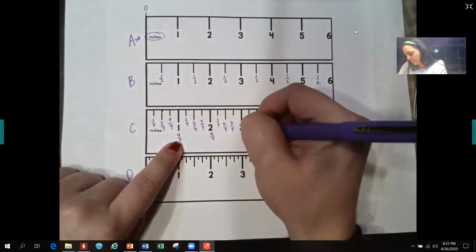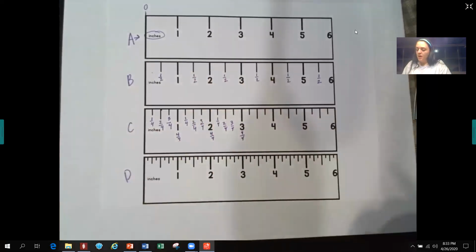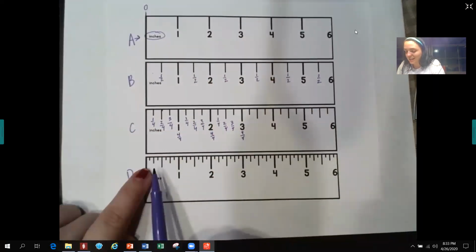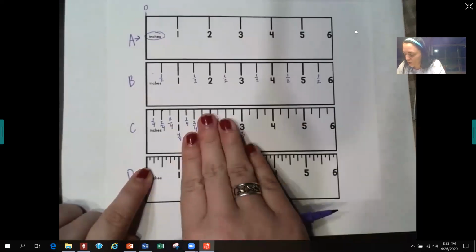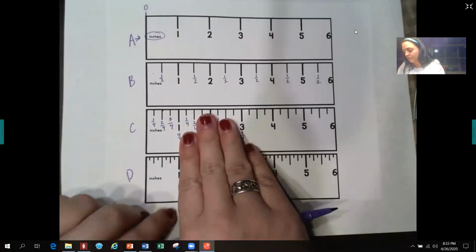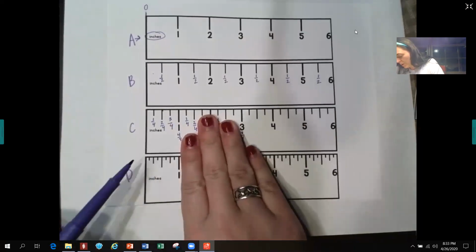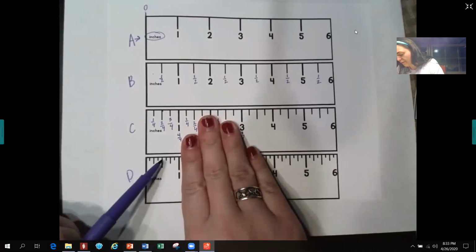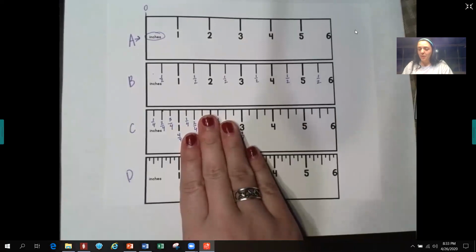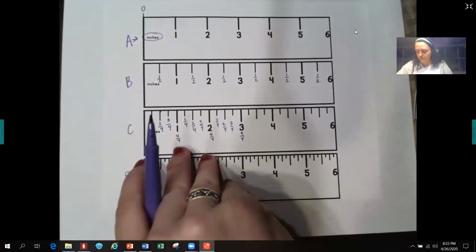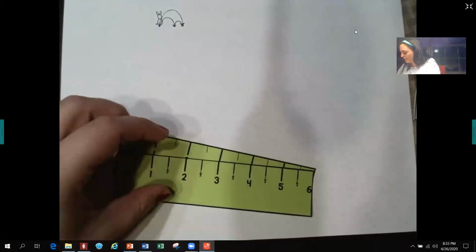D is cut into even tinier pieces. D is cut, each whole is cut into 8 equal pieces. 1, 2, 3, 4, 5, 6, 7, 8. Whew, that's a lot of cuts. But the good news is that you won't have to learn how to do that until 5th grade. So let's start out with measuring some objects.